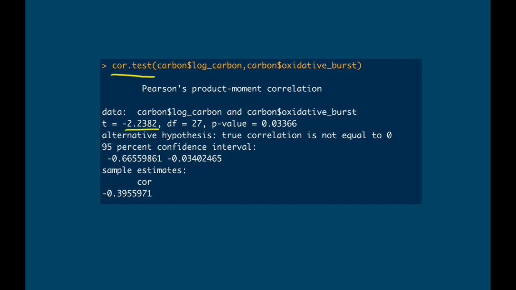And you can see that the values that are coming out are pretty much the same, give or take a little bit of rounding error, as the values that we've just calculated. So t is minus 2.23, 27 degrees of freedom, p-value 0.03. It then gives us, rather usefully, a 95% confidence interval on our estimate of R. So we can now give confidence intervals on our estimate of the correlation, and we can say what we would expect it to be were we to repeatedly sample 95% of the time. And then finally, it gives us that correlation coefficient again, minus 0.396 in this case.